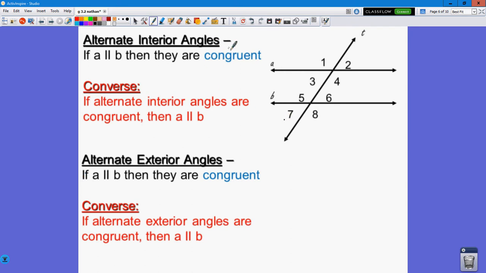Alternate interior angles. Which are my alternate interior angles in my picture? Angle 3 and angle 6, and angle 4 and angle 5. If the lines are parallel, then angle 3 is congruent to angle 6, and angle 4 is congruent to angle 5. Again, the converse is also true. If I told you that angle 4 was congruent to angle 5, what could you tell me about my two lines? They're parallel to each other.